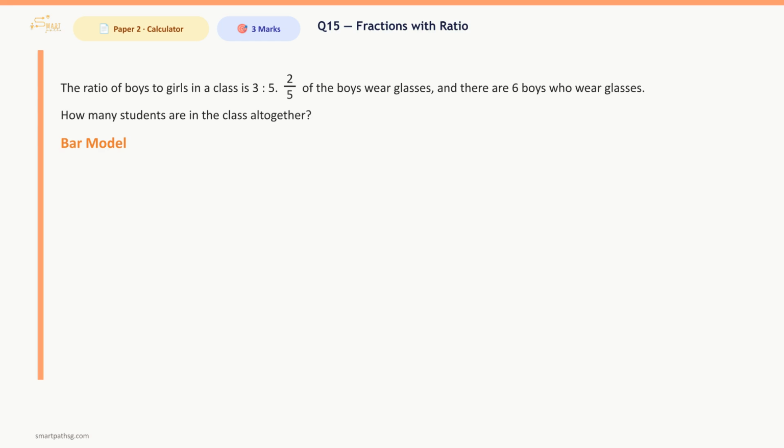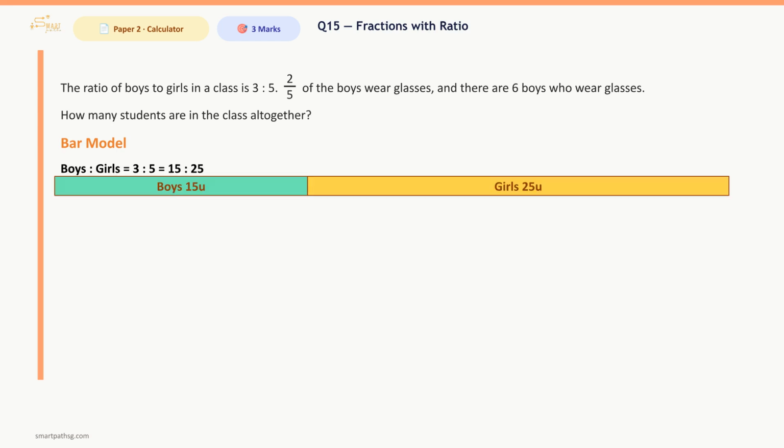The ratio of boys to girls is 3 to 5, so we could use 8 units to represent the total students. But considering that we also need to represent 2/5 of the boys, we should scale up each unit by 5 to a total of 40 units. You may recall this is what we learned in pattern 1 of last lesson. So the 3 to 5 ratio is scaled up to 15 to 25.